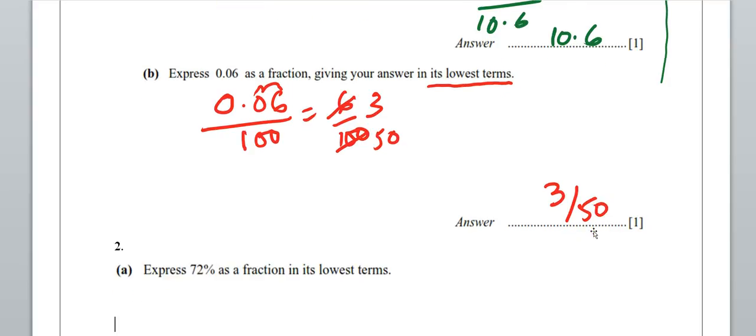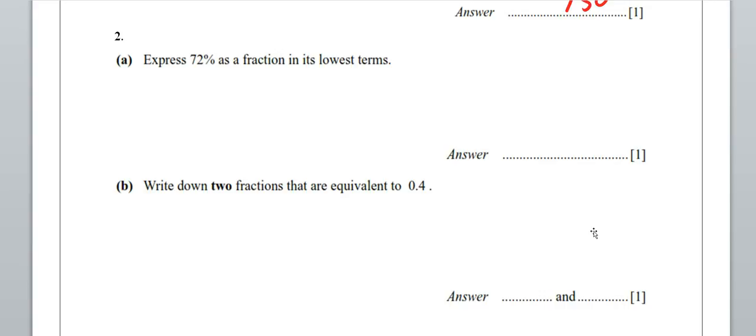Okay, next, in question number 2 we have: express 72% as a fraction in its lowest terms. Again, the question is about the lowest terms, so be careful about this, 72%. The word percent means out of 100. So if there is 72% and I want to remove the percentage sign, I will divide by 100, 72 divided by 100.